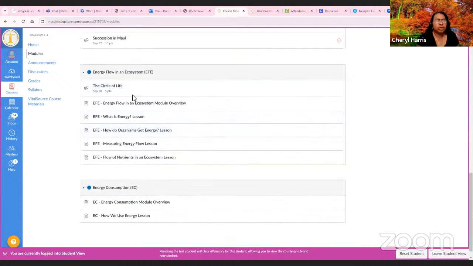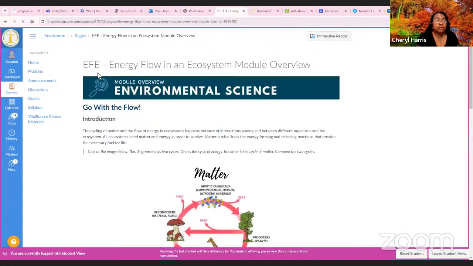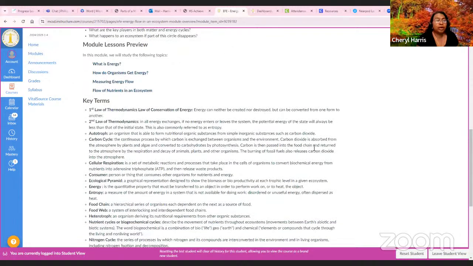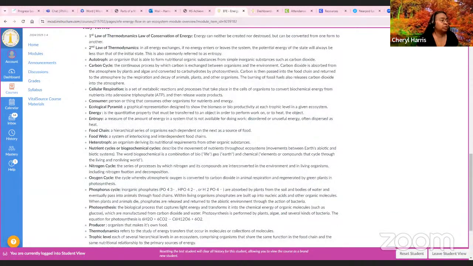All right, so again, looking at the course structure, because it wasn't downloaded, I accidentally skipped over energy flow and ecosystem. So we started two sections of energy consumption, but we need to go back and talk about what energy is before we do that. So you're working on Circle of Life, and if you finish that early, go to the first unit in the module, which is the overview, and you'll see there's the same picture. And then there are the vocabulary words. So look at that while you're waiting for us to get started.